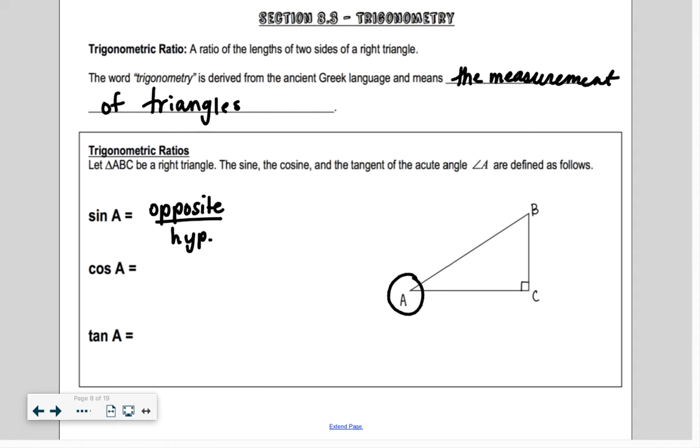So if I'm talking about angle A, what side is opposite angle A? So what's going to be across from it? BC. Do we want to write out BC, CA, AB, and all that all the time? No. So we develop a way to shortcut this.